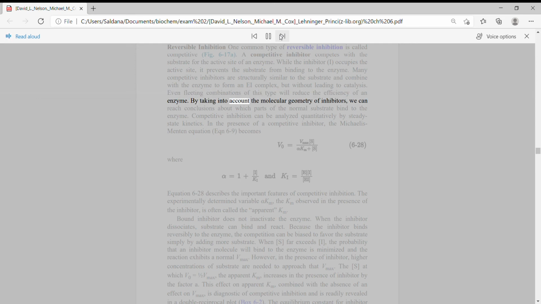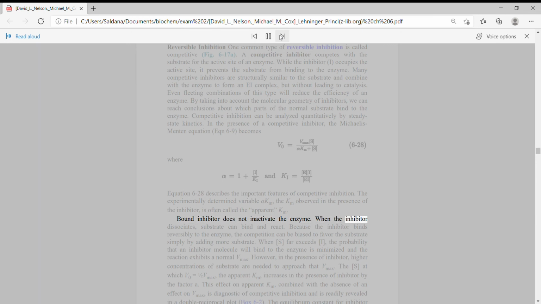By taking into account the molecular geometry of inhibitors, we can reach conclusions about which parts of the normal substrate bind to the enzyme. Competitive inhibition can be analyzed quantitatively by steady-state kinetics. In the presence of a competitive inhibitor, the Michaelis-Menten equation, Eqn 6-9, becomes [equation], where Equation 6-28 describes the important features of competitive inhibition. The experimentally determined variable alpha Km, the Km observed in the presence of the inhibitor, is often called the apparent Km. Bound inhibitor does not inactivate the enzyme.